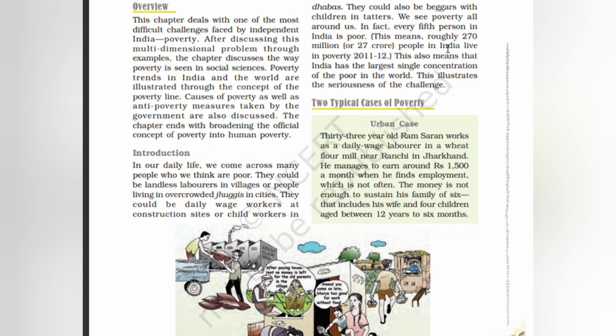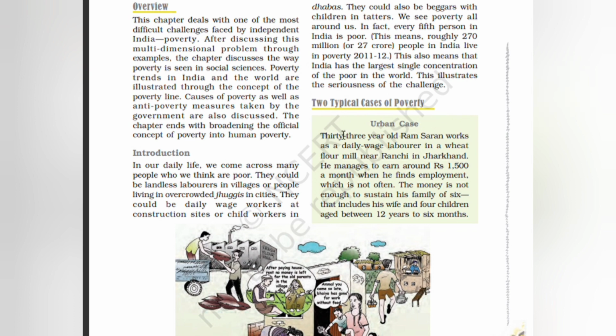In fact, every fifth person in India is poor. This means roughly 270 million, or 27 crore, people in India lived in poverty in 2011-12. This also means that India has the largest single concentration of the poor in the world. This illustrates the seriousness of the challenge. Two typical cases of poverty.